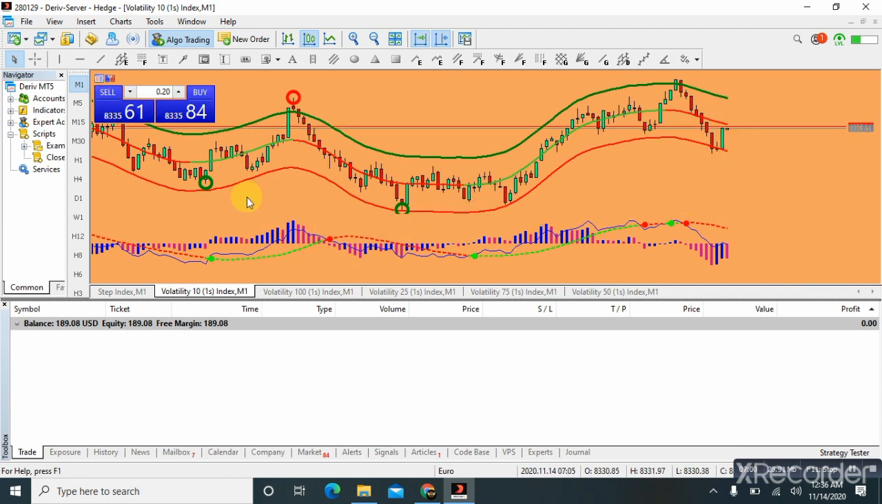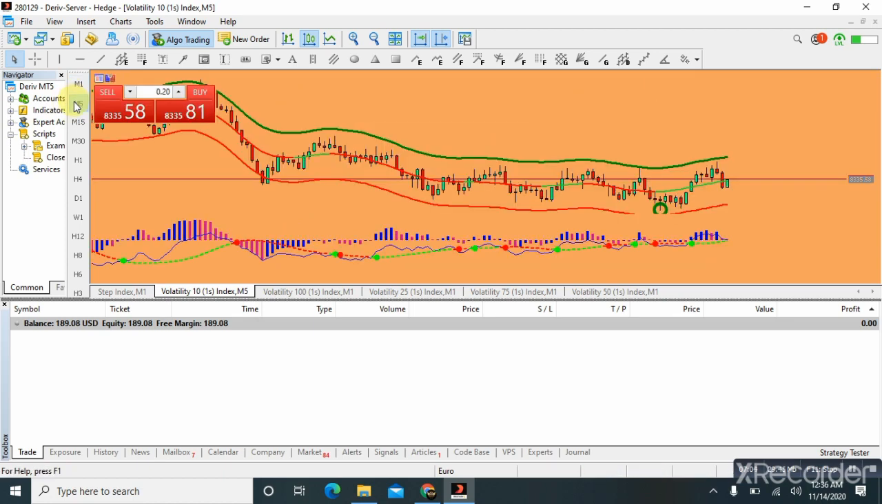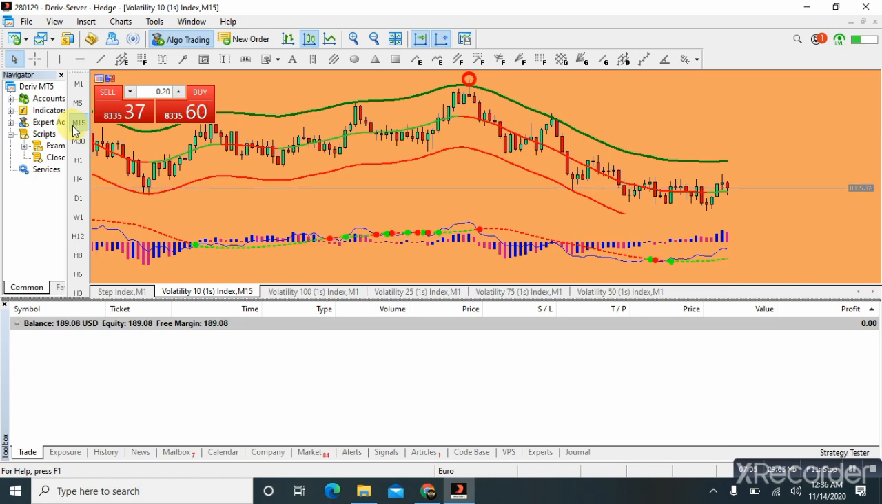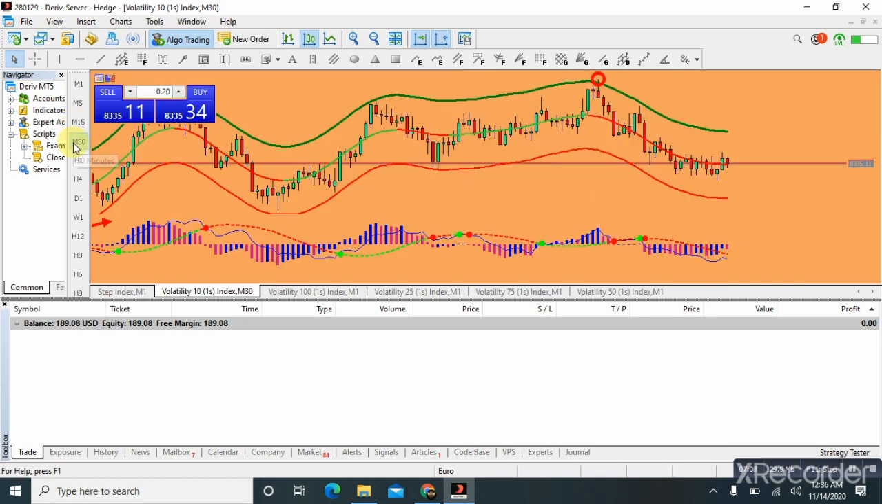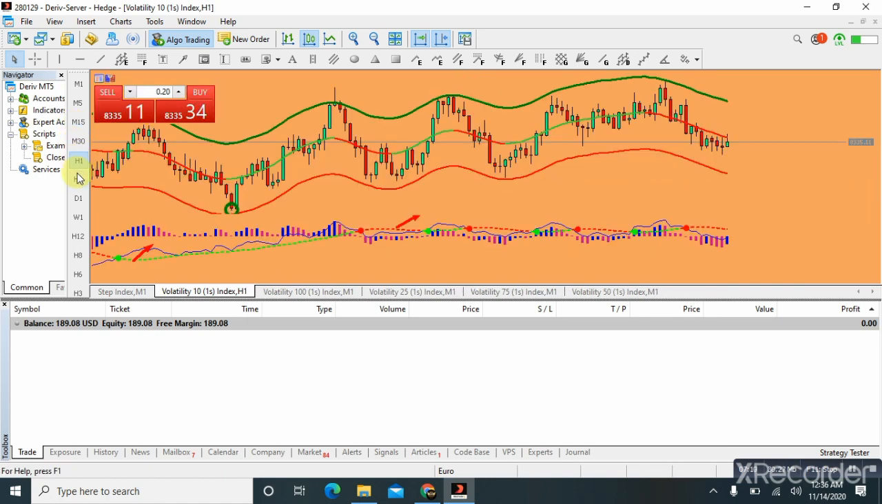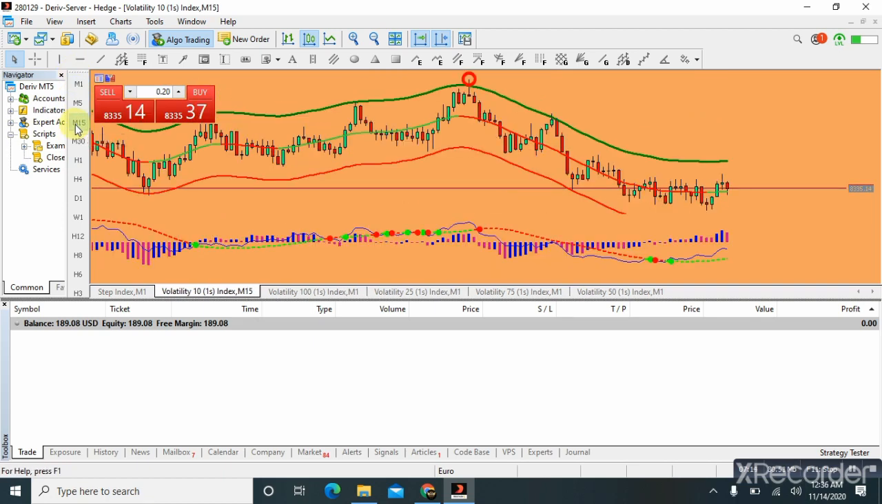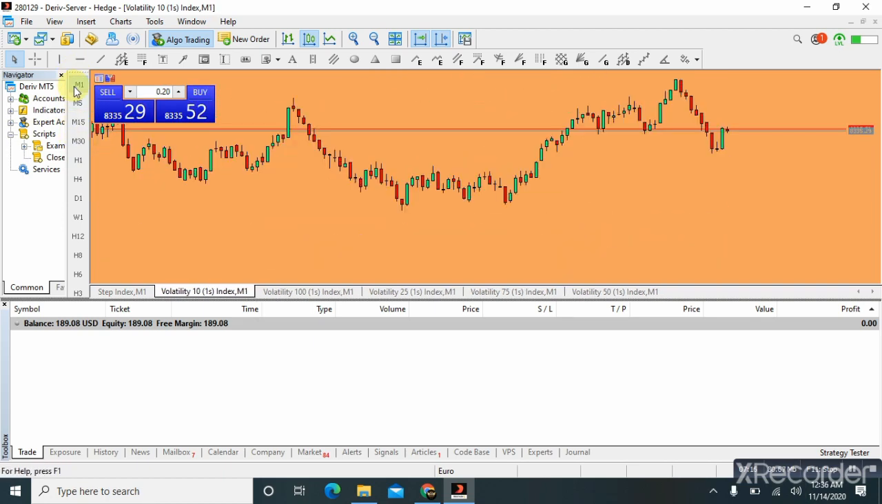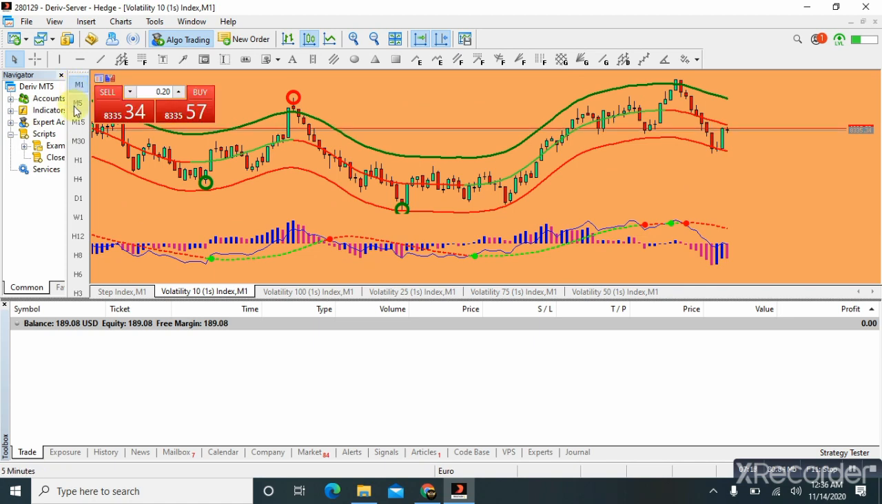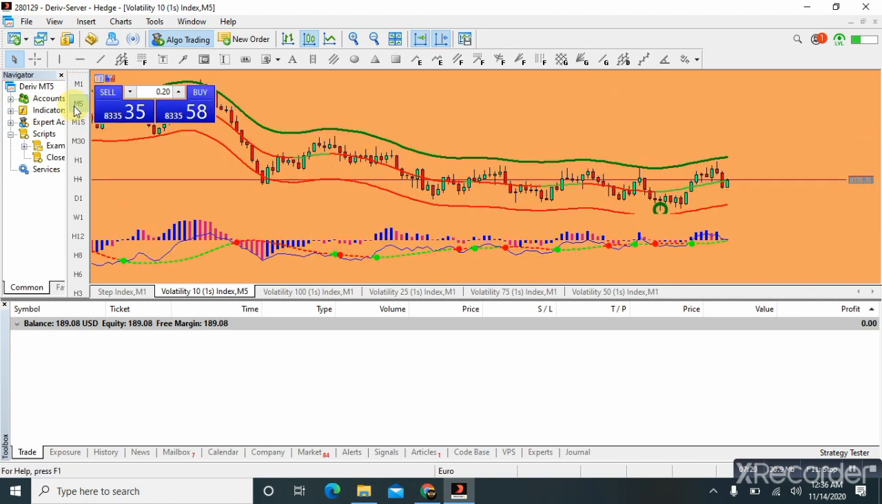Boom 101 index. We'll see the signal. Okay, choose the same template, and the M5 time frame is showing the sell signal. Okay, buddies, M15 is also showing the sell signal. M1 from this point is a long sell signal. Look here, a long sell signal.